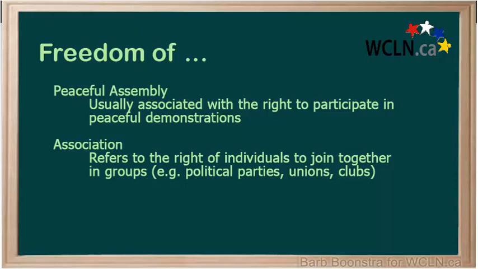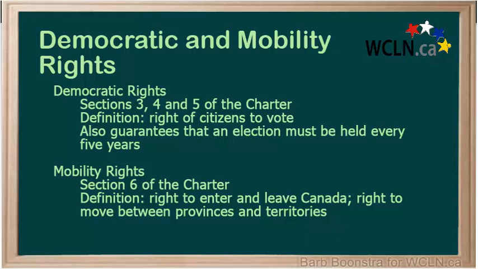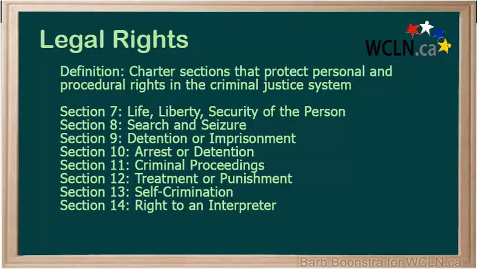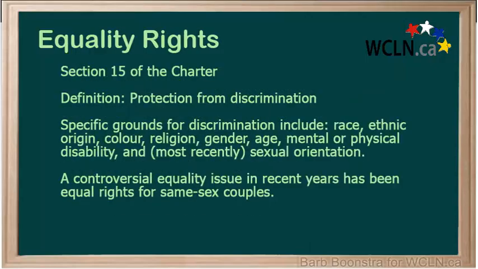Democratic rights in the Charter of Rights and Freedoms give the citizens the right to vote. It also guarantees that an election must be held every 5 years. Mobility rights allow you to enter and leave Canada and to move between provinces and territories. The legal rights covered in the Canadian Charter of Rights and Freedoms cover your personal and procedural rights in the criminal justice system. These rights are available to you when dealing with the police or with the court system.